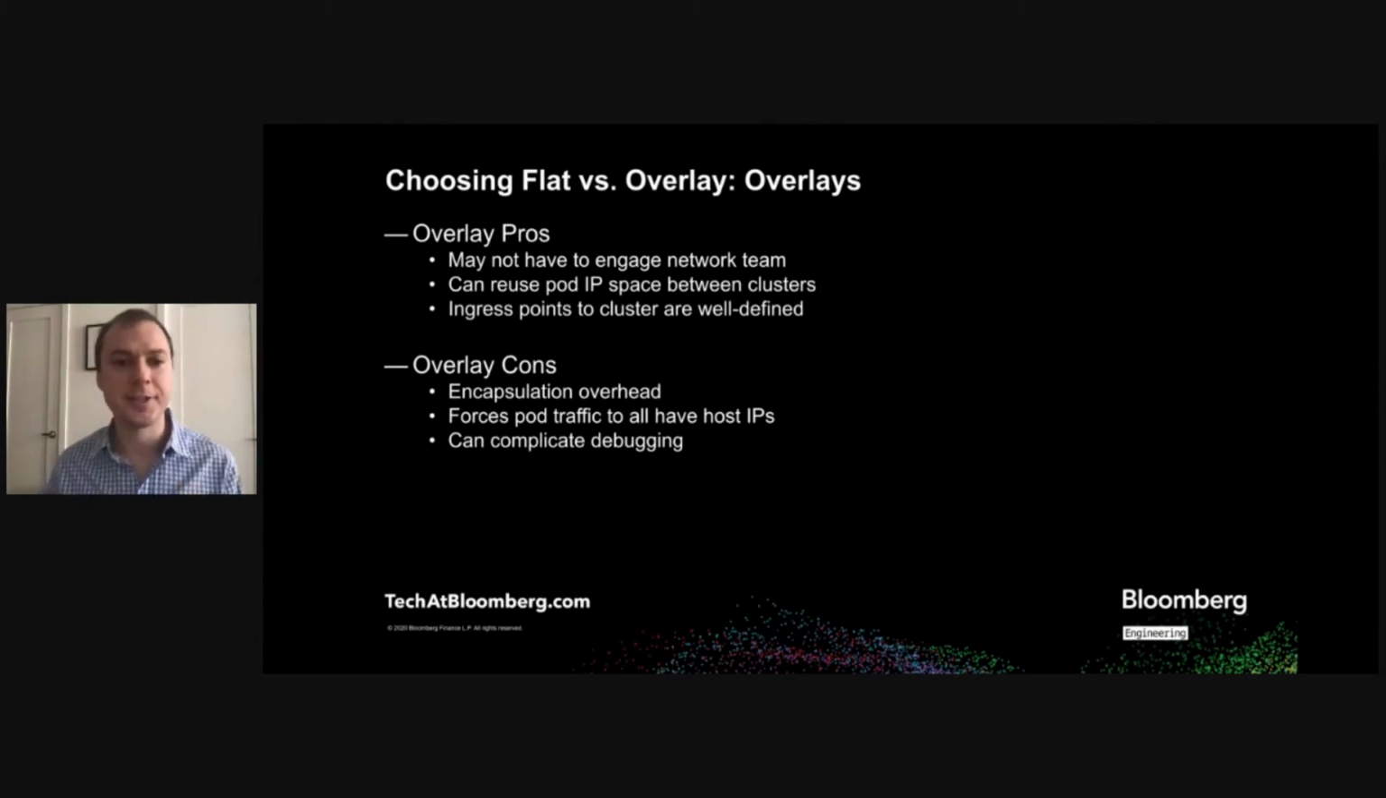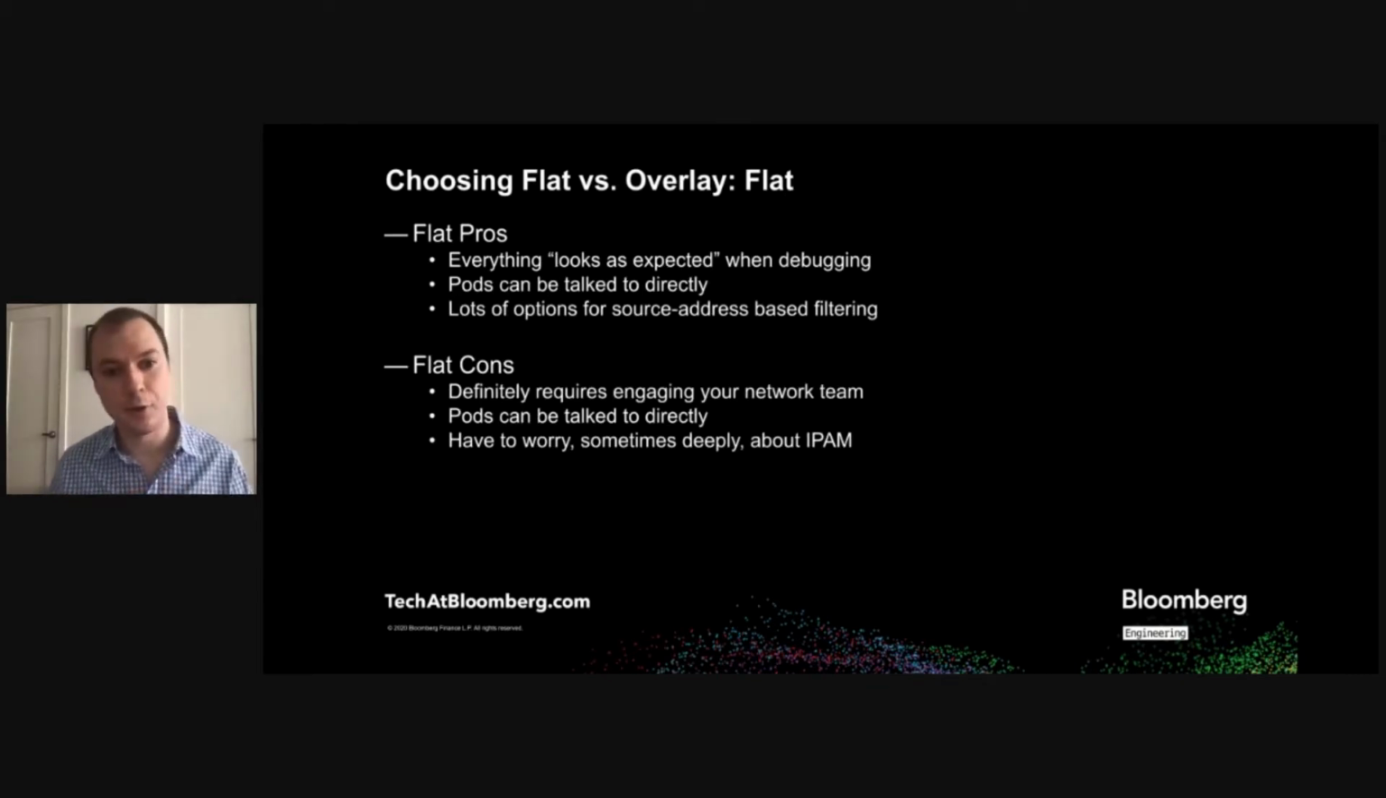And also, this does kind of complicate debugging. So you have to be aware that the source NAT is happening or this encapsulation is happening if you're using a tool like tcpdump. To contrast, flat networks don't have that same issue. So if you're using tcpdump, everything kind of looks as you'd expect. So that's kind of nice.